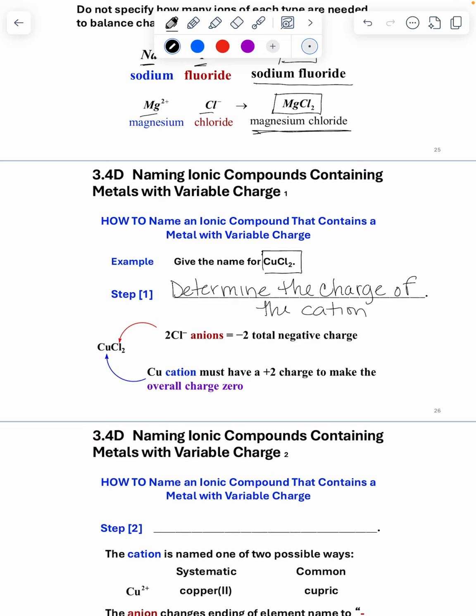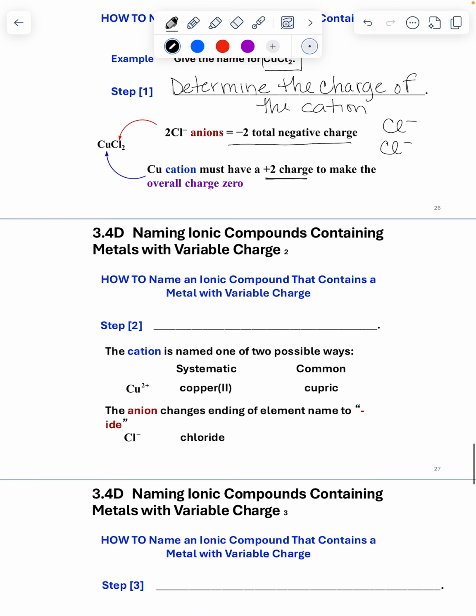But when we look at the formula, the way it is written, CuCl2, we can check the charge for the chloride ion, and we see that chloride has a -1 charge. And notice there's 2 of them needed. So that is a total of -2 when you put both chlorides together. And so that lets us know that the charge of copper had to be +2, because that's what it takes to make the overall charge of 0. So now that we know that, we can move on to step number 2.